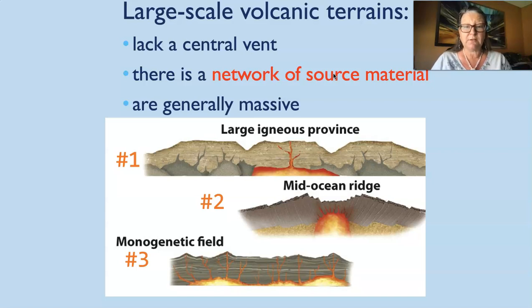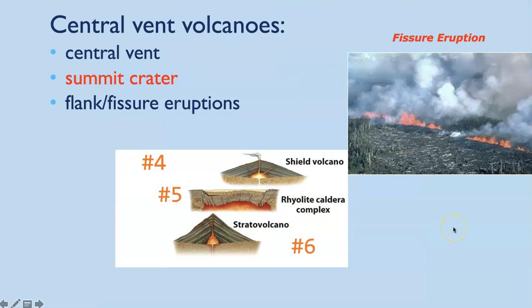So of the large-scale volcanic terrains, what they have in common is they lack a central vent. There might be many volcanoes, or there might be a long string of magma being generated, such as at mid-ocean ridges. But there's a network of source material, not just a single magma chamber, and generally these are very massive. The other 3 are central vent volcanoes, which again have some sort of central vent, and we have our shield volcanoes, our rhyolite complexes, and stratovolcanoes. And each of these usually has a summit crater.